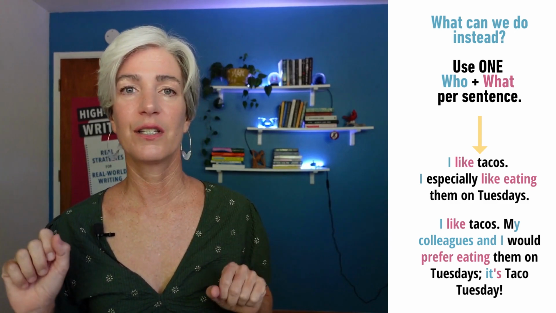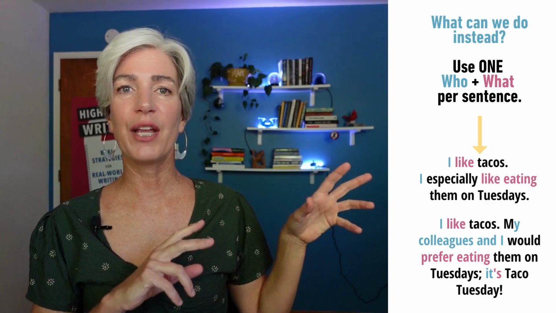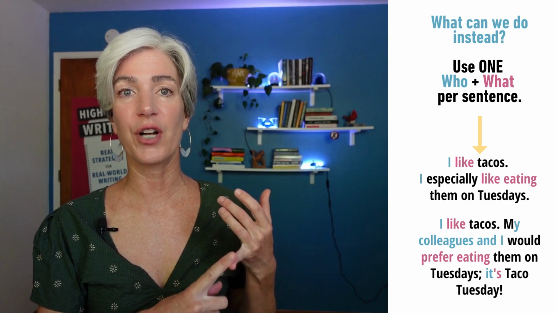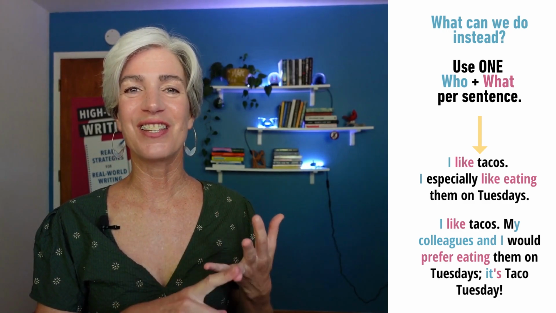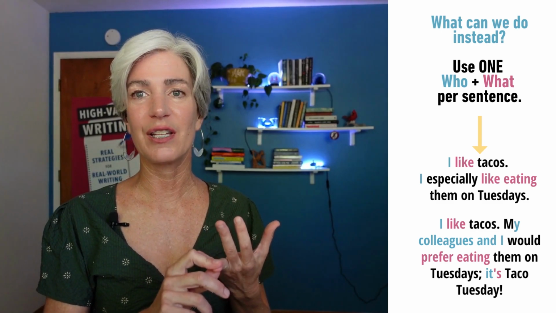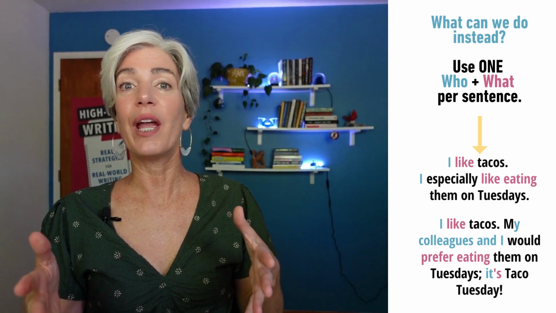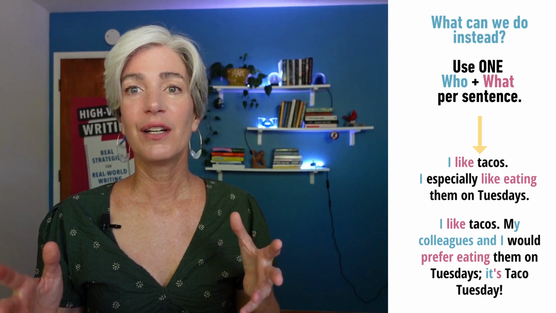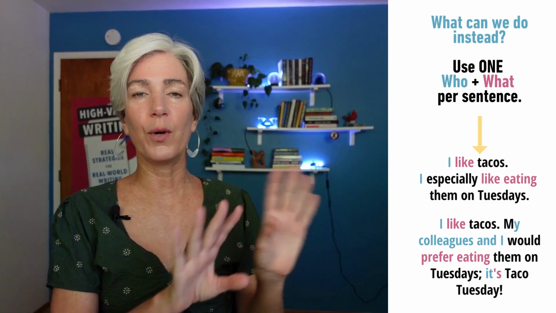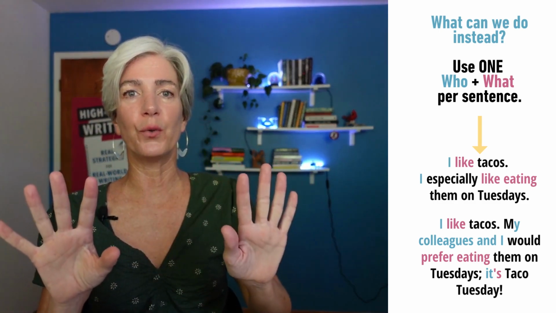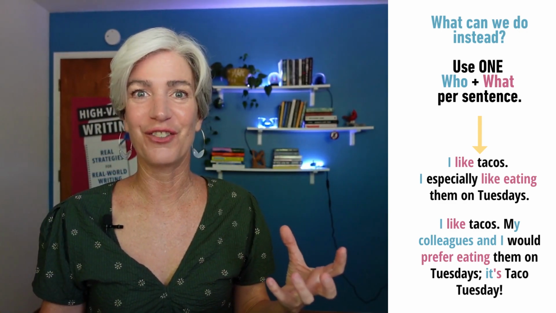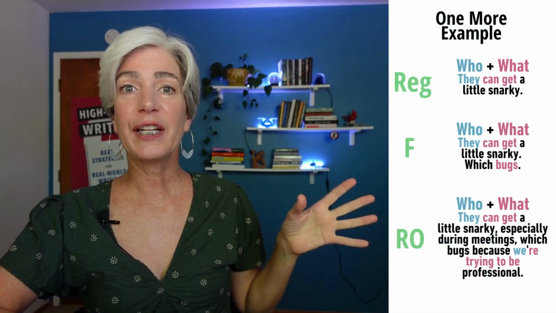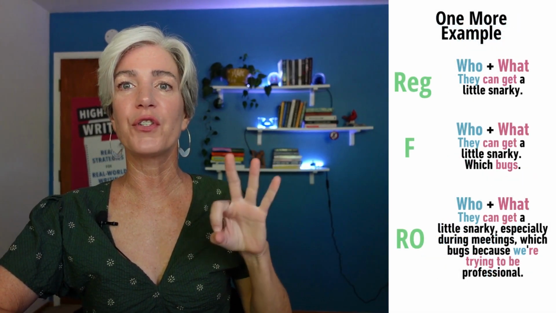It is Taco Tuesday. You can see how I used a period after tacos in the second sentences over here. And then I used a semicolon after Tuesdays. That is another great way to fix a run-on where instead of who, what, you do who, what, semicolon, who, what. Only when those two ideas are related though, right, in topic. Let's check out one more example before we get those three formulas.